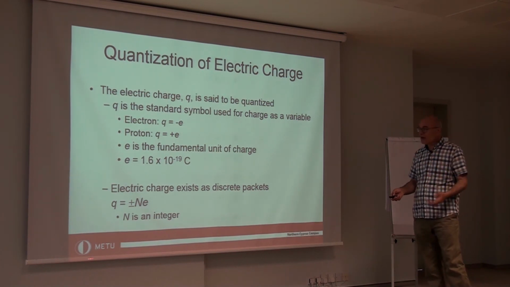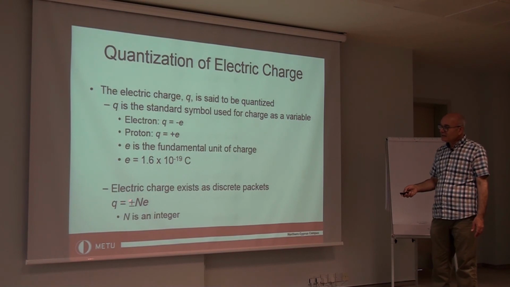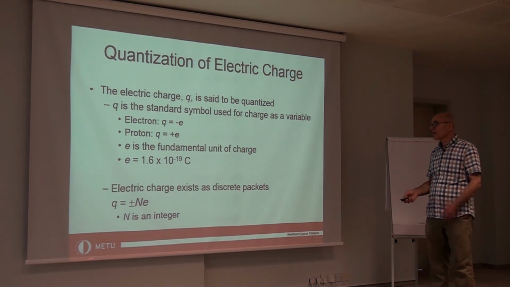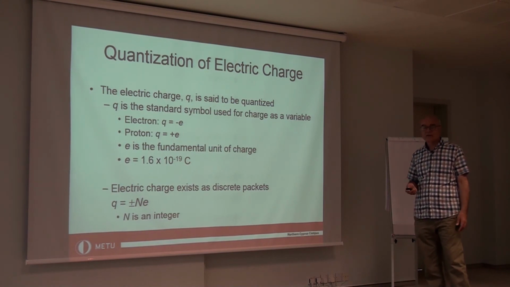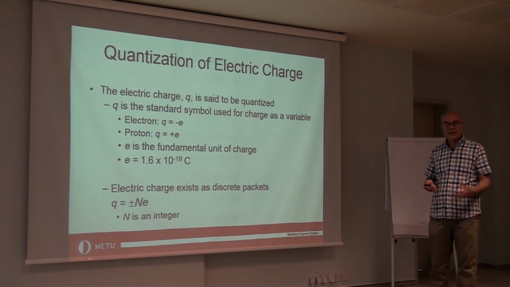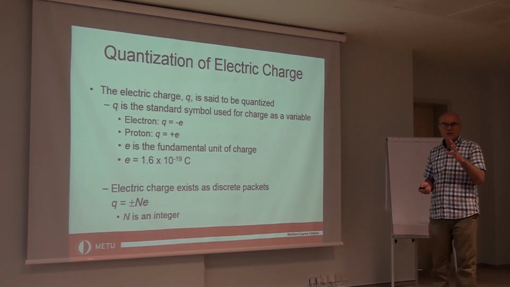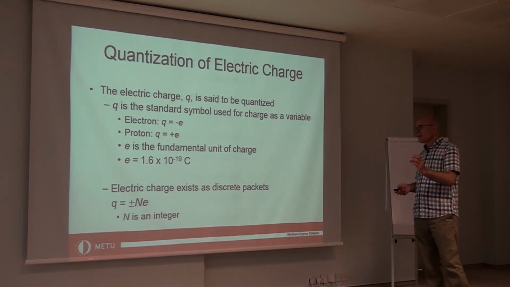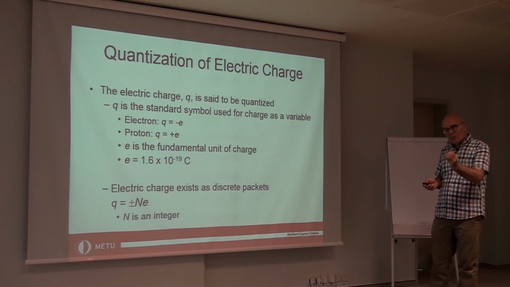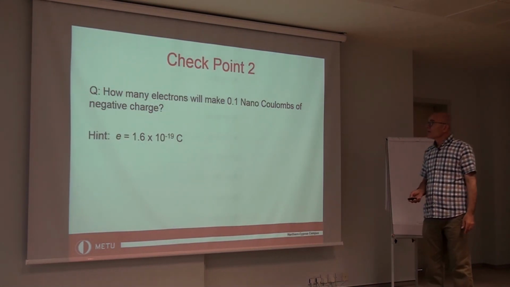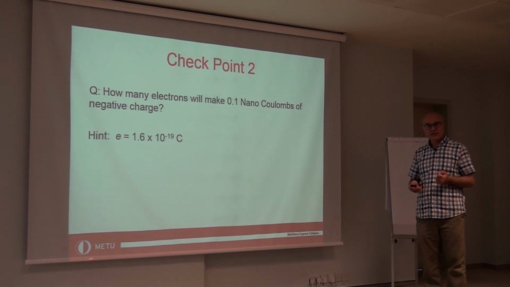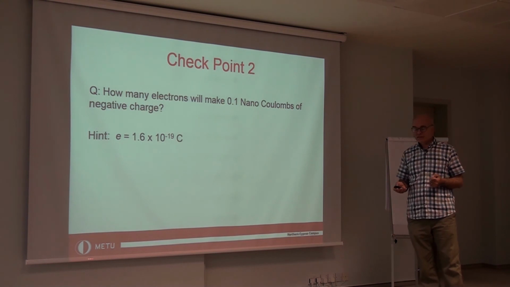If it has a positive charge, then it will be an integer multiple of the charge of the proton. So it's positive E multiplied by n, where n is an integer. So this is the idea of the quantization of electric charge. That is, any electric charge that you can observe in the universe comes in discrete packets, with the packet being E. Now, this is a second checkpoint that you can also try to answer.